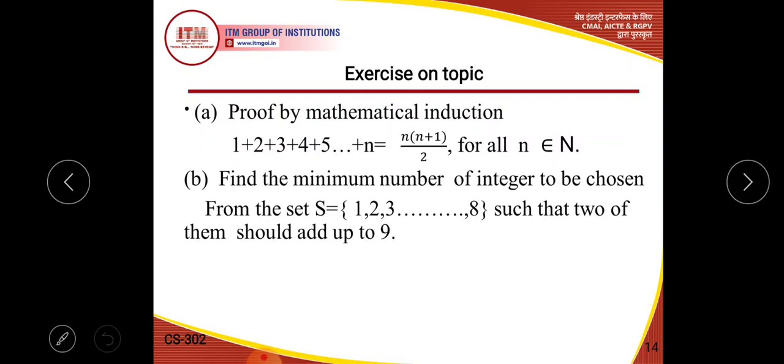This is the exercise for you, in which I have given 2 questions. So you have to do the exercise.